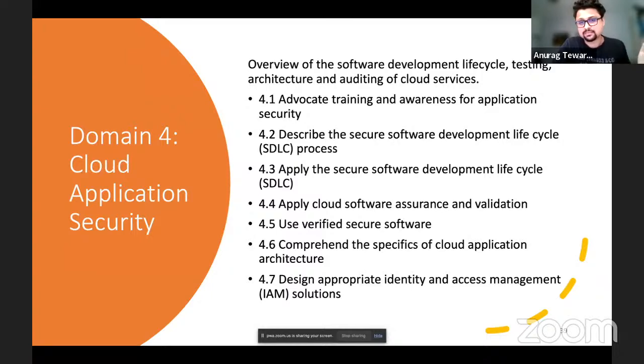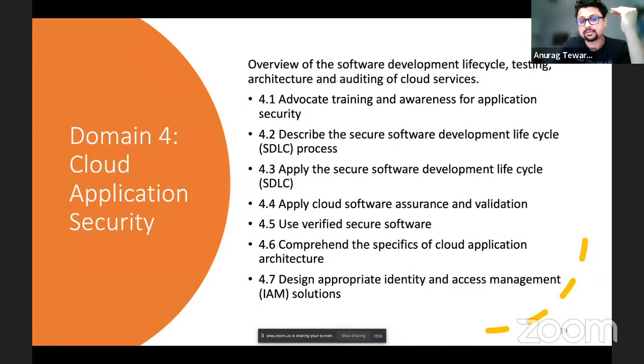So if you look at the standard agenda which gets covered in this domain that you see on this slide, it talks about the training and awareness for application security, how important it is. It introduces you to the secure software development lifecycle process, so nothing very different there. It talks about the standard process of embedding security from every phase of application development. It talks about DevSecOps in an agile environment.